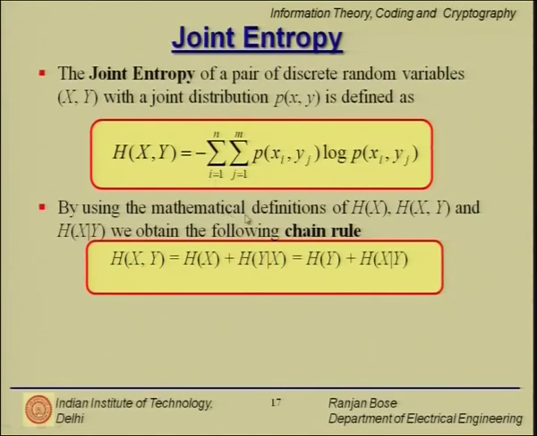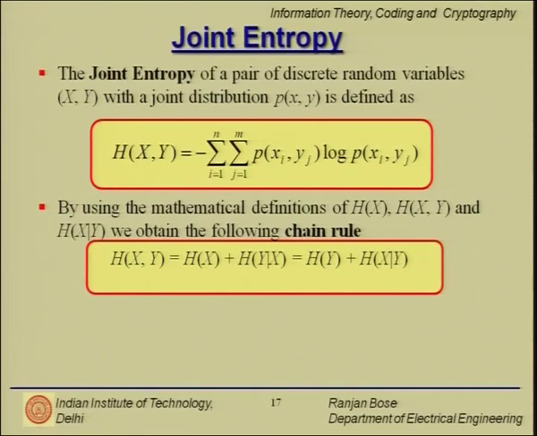Now, we can use mathematical definitions of h of x comma y and h of x given y to obtain the following chain rule. What is the chain rule? H of x comma y, joint entropy. What is the joint? The uncertainty present both in x and y. Okay. The uncertainty of x and y taken together is nothing but the uncertainty of x, right, plus uncertainty of y given x.